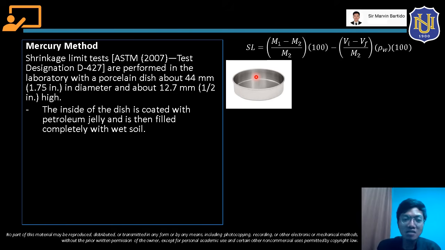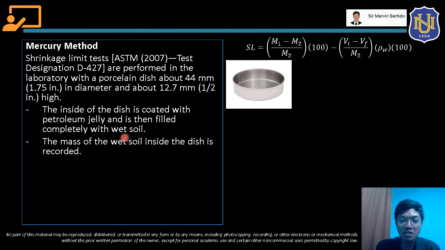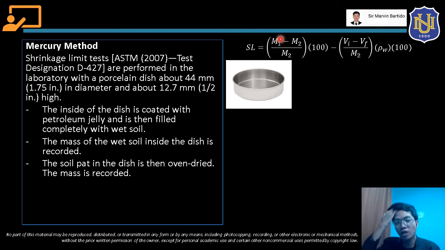Okay. Ngayon, class, yung wet soil na nilagay natin sa dish, titimbangin natin yun and ide-determine natin yung mass ng wet soil. So yung mass ng wet soil, class, yan yung magiging m sub 1 natin. And then after nyan, class, the soil pat in the dish is then oven dried. Okay, so class, i-oven dry yung wet soil na nakalagay dun sa dish natin. And then after siyang ma-oven dry, i-determine yung mass nung dry soil. So yung mass nung dry soil, class, yun yung magiging m sub 2 natin.